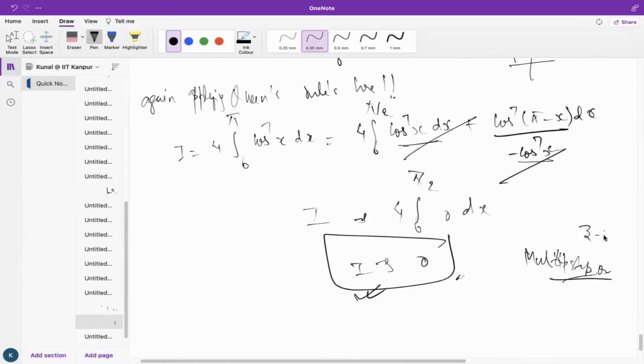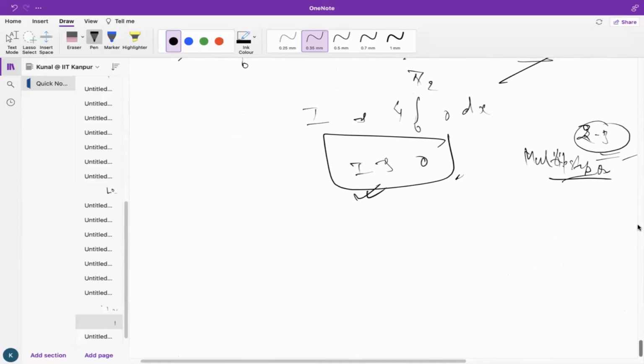It takes 2 to 3 minutes to solve, right? If it has to be done properly, then I take 2 to 3 minutes.